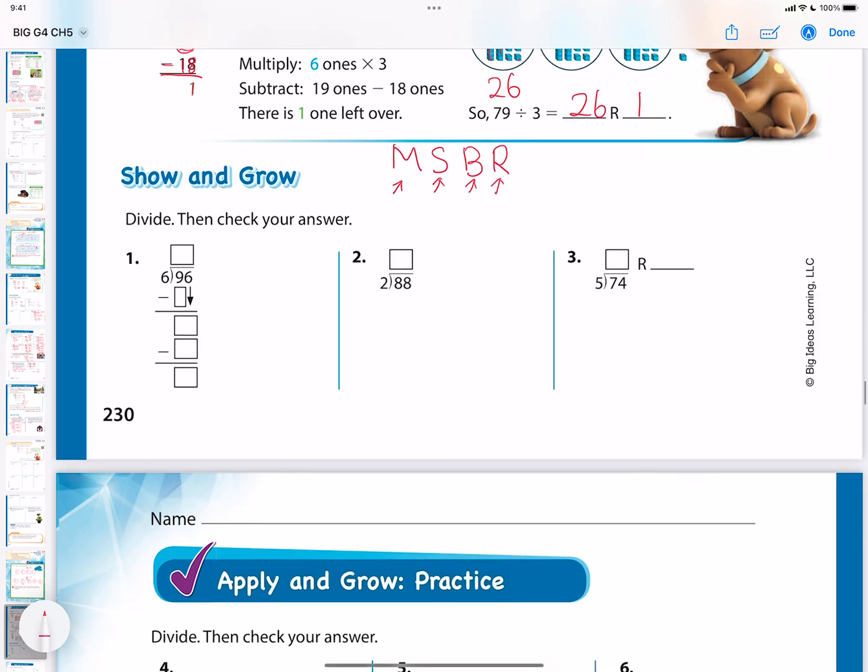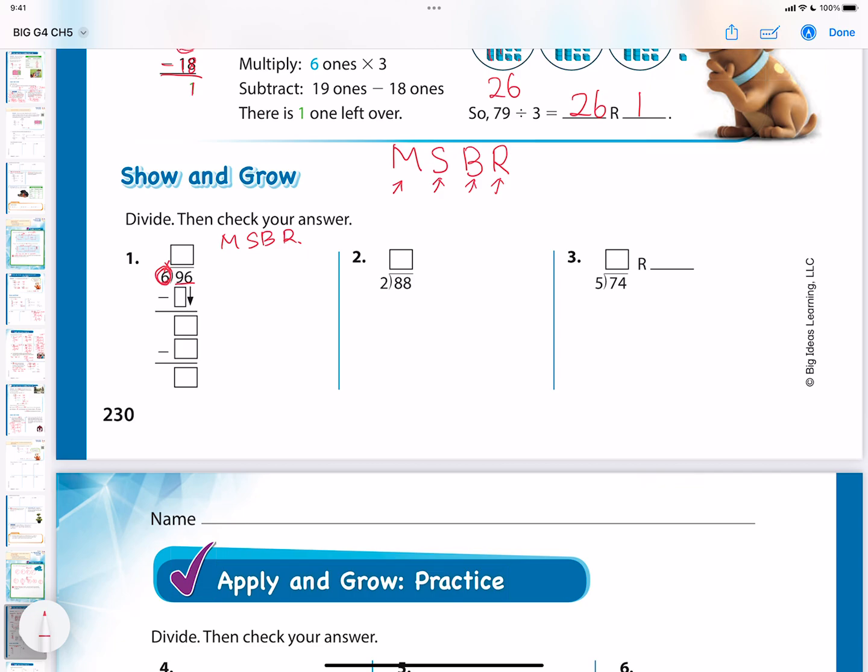All right. Number 1, divide, then check your answer. Now remember, M, S, B, R. We are going to multiply to find out how many times this divisor can fit into this dividend. The dividend is the total number of cookies you see, or slices of pizza. And how many friends are coming over? Yes, 6 friends are coming over to have these 96 cookies. You have to divide these 96 cookies among 6 friends equally, otherwise they're going to get mad or cry.